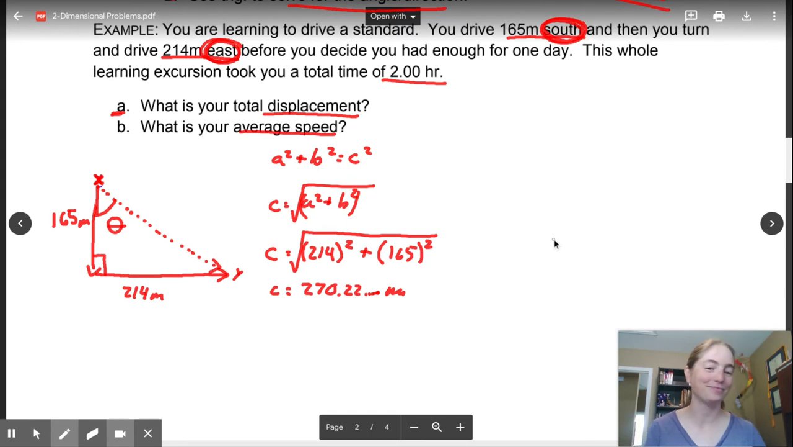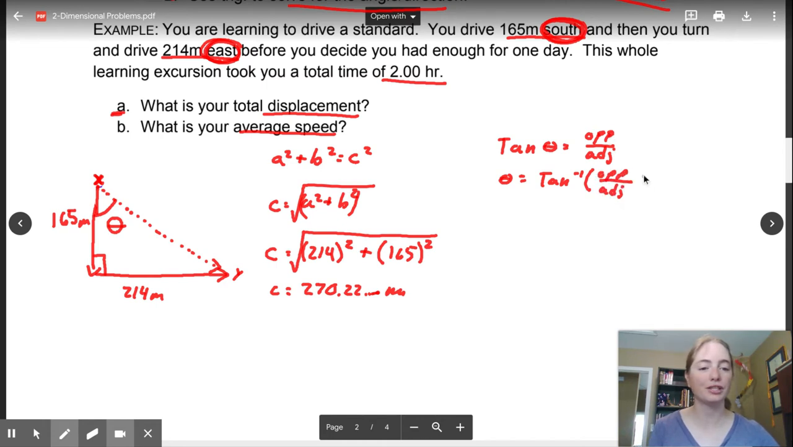So, remembering from our review video that tan of theta is equal to opposite over adjacent. We are trying to find the value of theta, so that means you need to do tan -1 of your opposite over adjacent. Theta is going to equal tan -1. Your opposite of theta is 214. Divide that by adjacent of theta, which is 165.